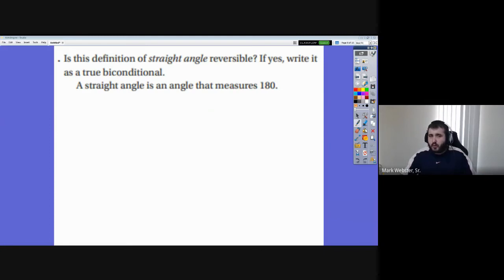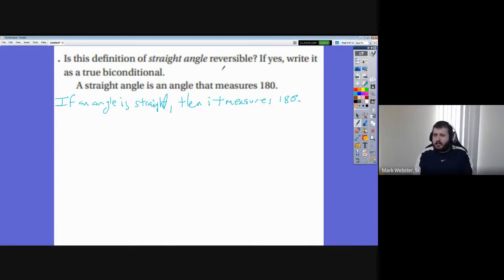Does this definition work? Write it as a biconditional if it does. So can it be rewritten as a true biconditional? Is it a good definition? Absolutely. Here's our original conditional. If then, so if the angle is straight, then it measures 180. The converse, let's look at that one.